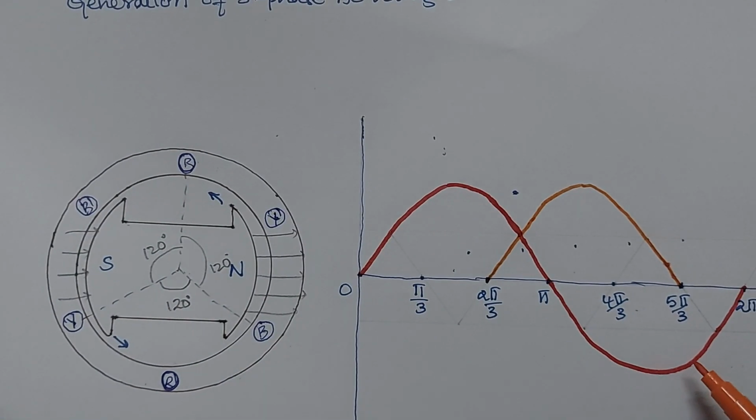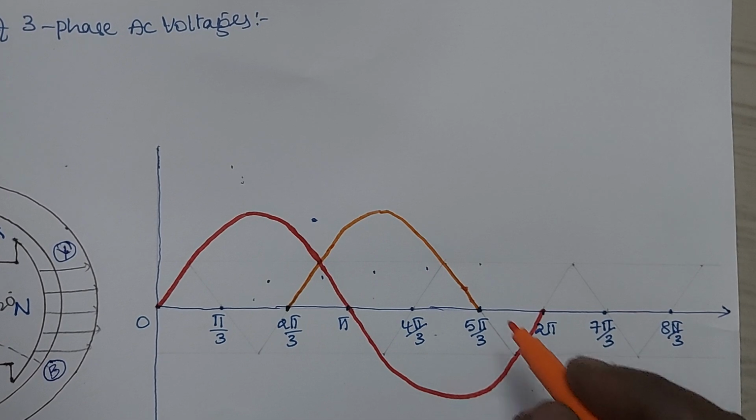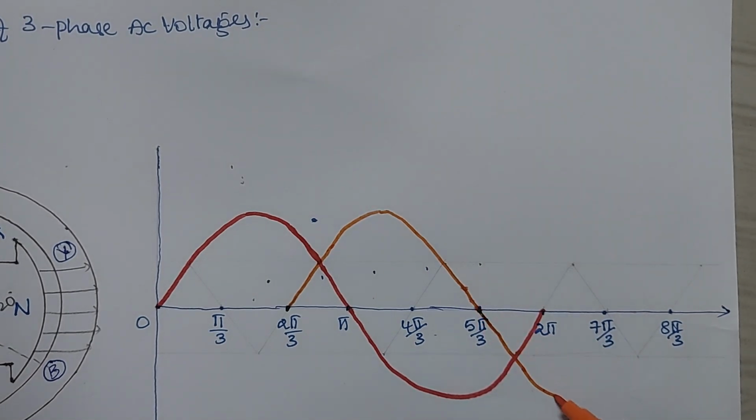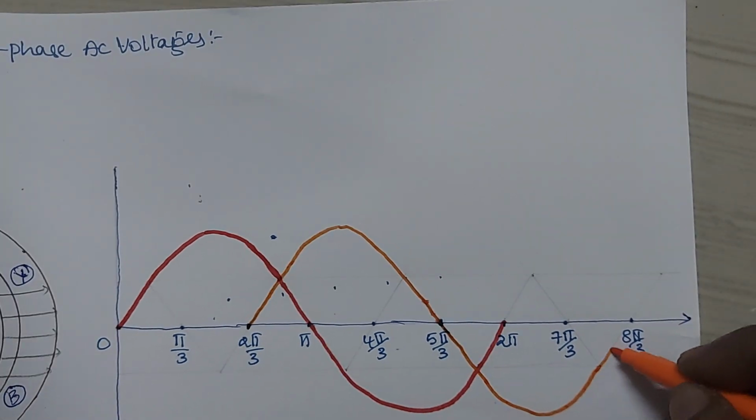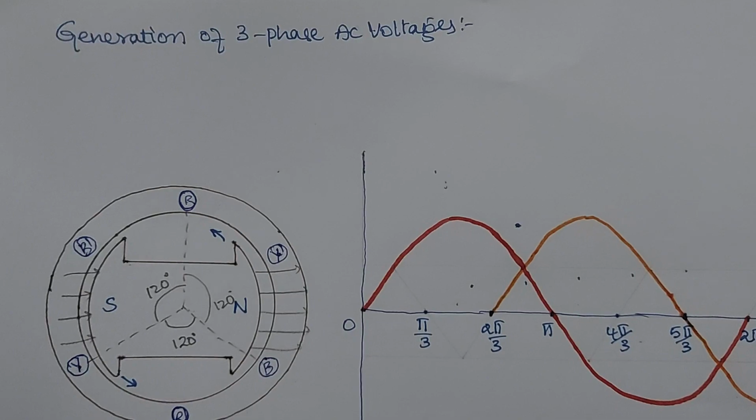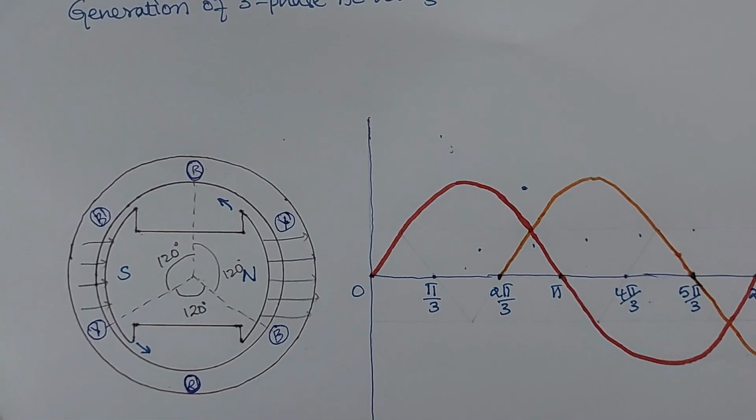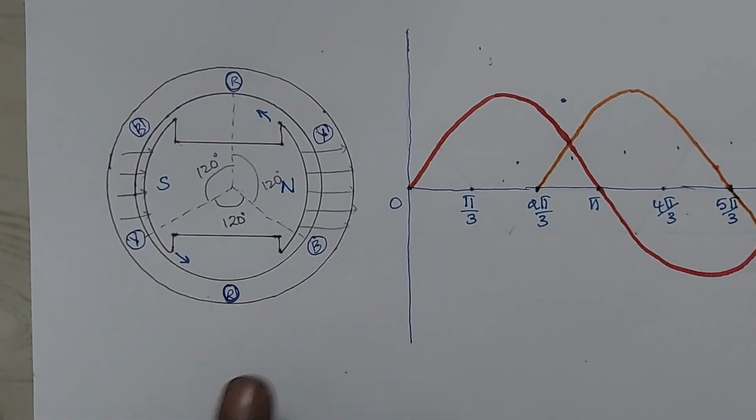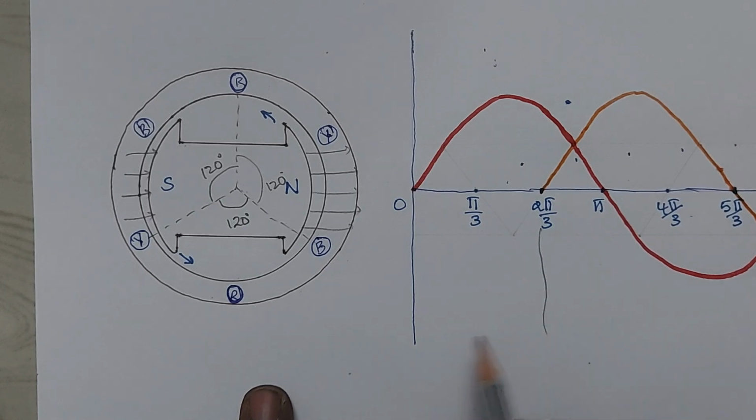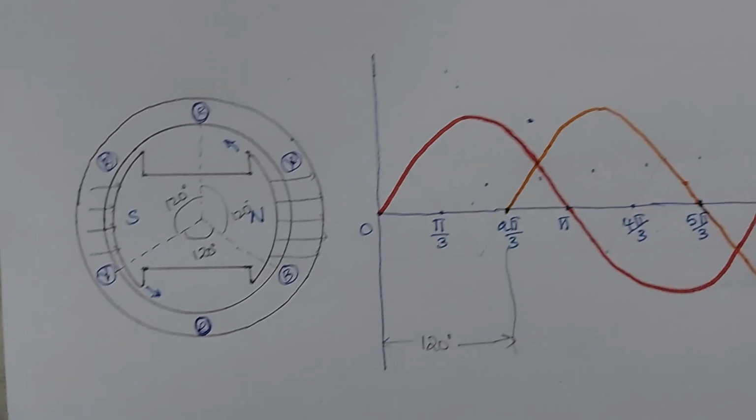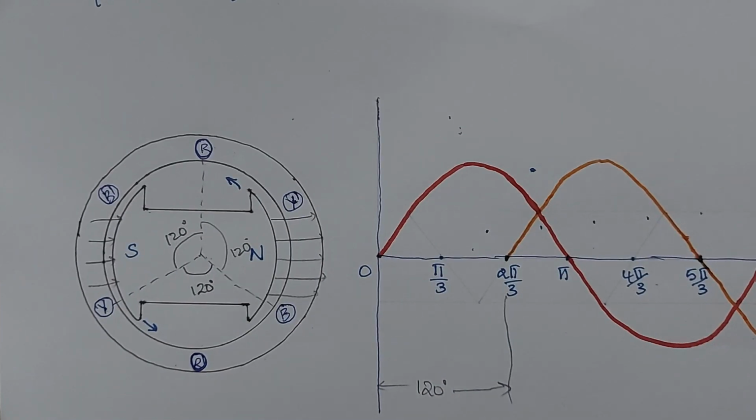Okay, now from here this is the negative cycle of this Y phase. So like this Y phase waveform will be there. So that's why you observe here, how much angle is there between these two waveforms, means here 120 degrees apart. Clear? Next, where is the B phase waveform?